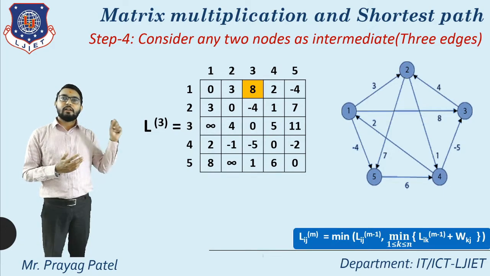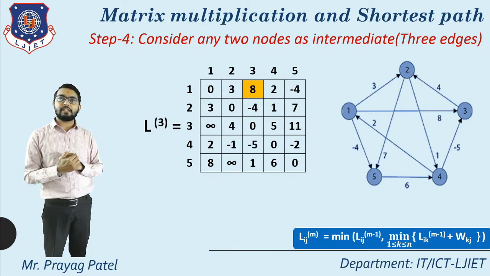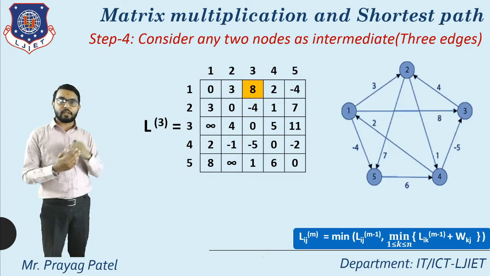So here no path is available from 1 to 2. Direct distance is 3. But according to one intermediate, we already found it. According to two intermediates, here no path from two intermediates. So consider the next location.